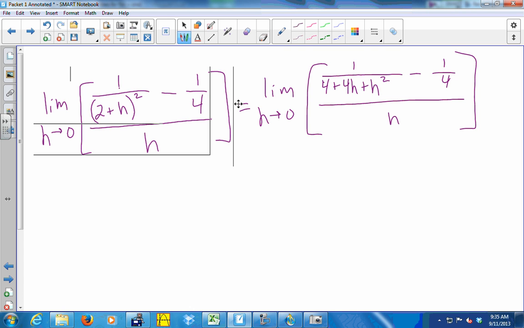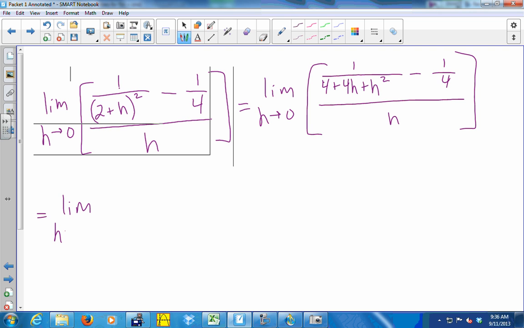I have two fractions I want to subtract. How do you subtract two fractions? You need a common denominator. What's my common denominator going to be? That's part of it. Times 4. Yeah. So one way to get common denominators is to take your two denominators and multiply them together, right? Same thing. That's just a method of getting a common denominator.